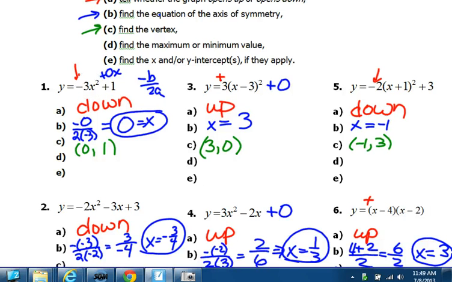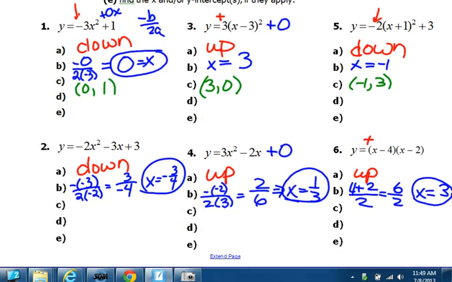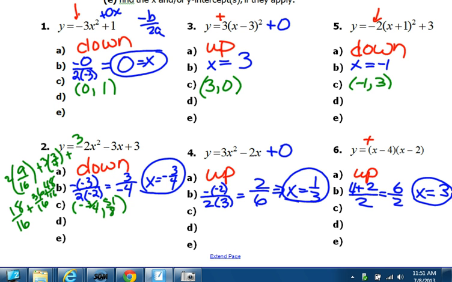Here I already have my vertices because those are in vertex form. Down here in number 2, my vertex x would be negative 3/4. And then I'm going to have to calculate. Sometimes you have to calculate. I'm going to pause it and calculate it. This one actually turns out to be negative 3/4 and 51 over 8. Icky! I promise we won't throw one like that on a test.